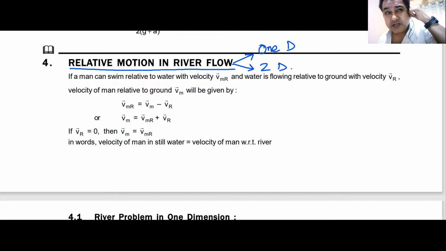Now, whatever be the problem in this relative motion in a river, whether it's a problem of 1D or a problem of 2D, all the problems are based on this one formula. The question is, do we know this formula? The answer is yes, we know this formula. So we already know everything.